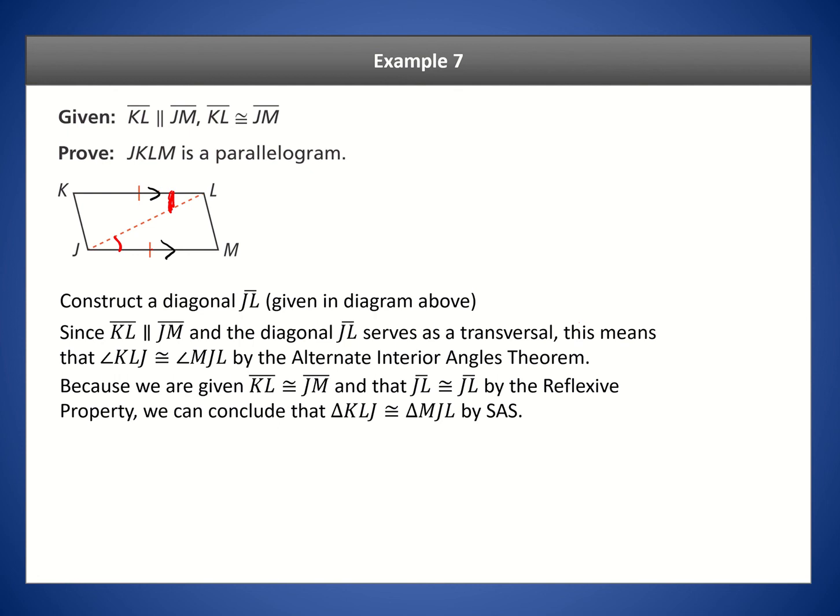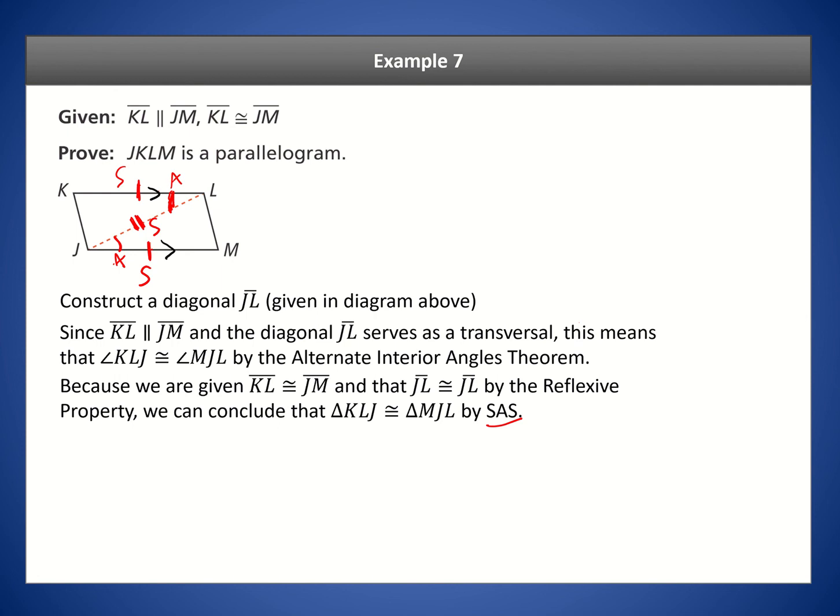Now, because we have this is the same as this, and we know that this side is congruent to itself, so I'm going to put this as a double tick mark. That means that these two triangles, that one and this one, have to be congruent. They have to be congruent by side, angle, side. So they're congruent by SAS.